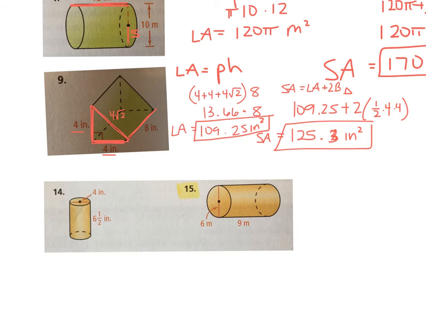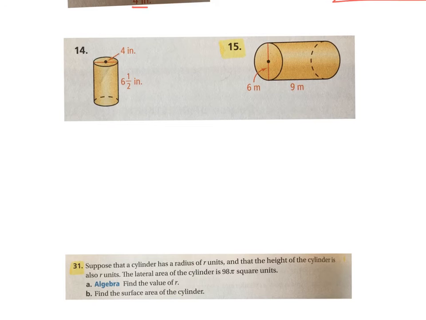Okay. All right, 14. You are doing same formulas. Lateral area is the perimeter of the base times the height. So the perimeter of our base is going to be 4 pi. That's circumference. And then the height is 6.5. So if you just do 4 times 6.5, you would get 26 pi for your lateral area.